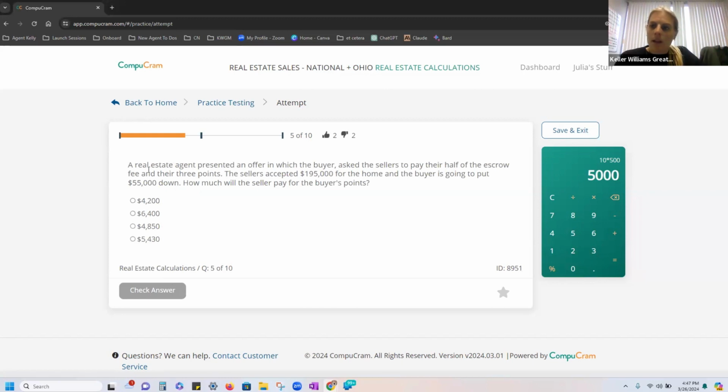All right. A real estate agent presented an offer in which the buyer asked the sellers to pay their half of the escrow fee and their 3 points. The sellers accepted $195,000 for the home, and the buyer is going to put $55,000 down. How much will the seller pay for the buyer's points? Is it A, $4,200, B, $6,400, C, $4,850, or D, $5,430?